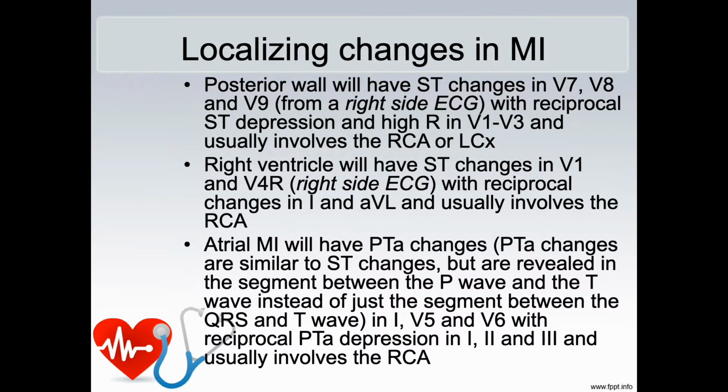An atrial wall MI will have PTA changes. Now, PTA changes are similar to ST changes, but instead of just having the ST segment change, it is the entire segment between the P wave and the T wave that is affected. Anyways, these PTA changes will occur in 1, V5, and V6 with reciprocal PTA depression in 2, 1, and 3, and usually involve the RCA.